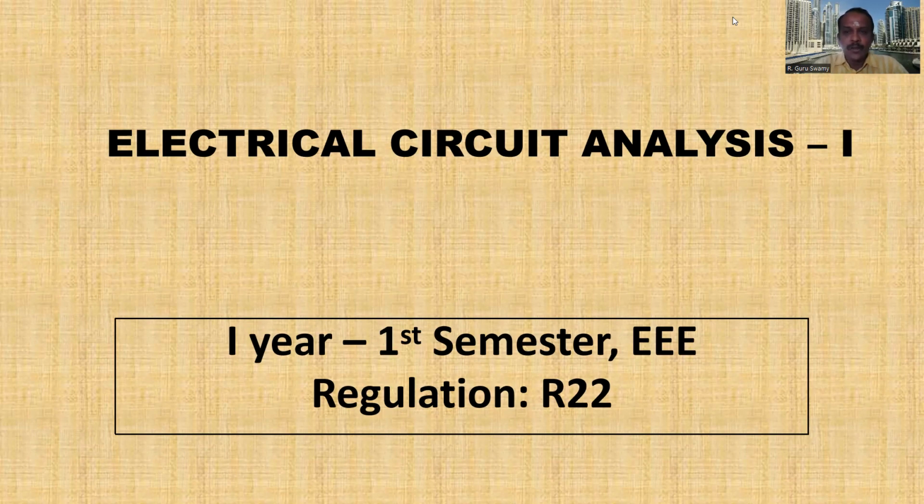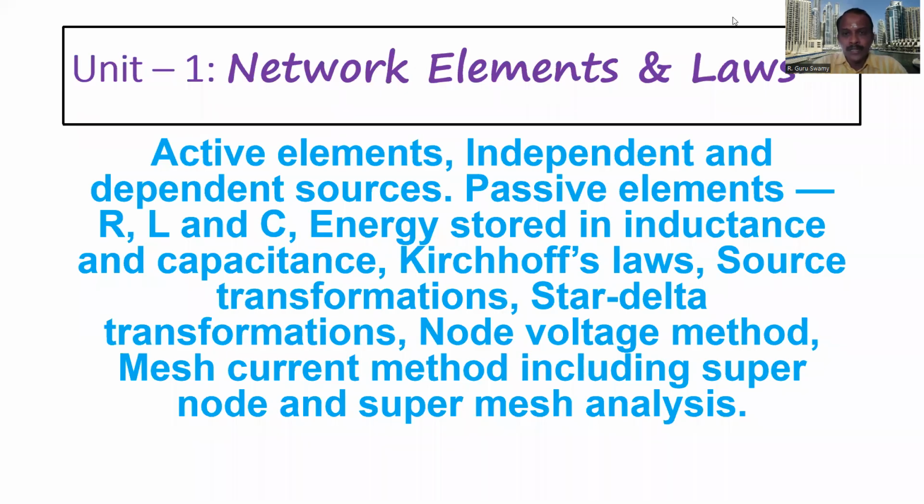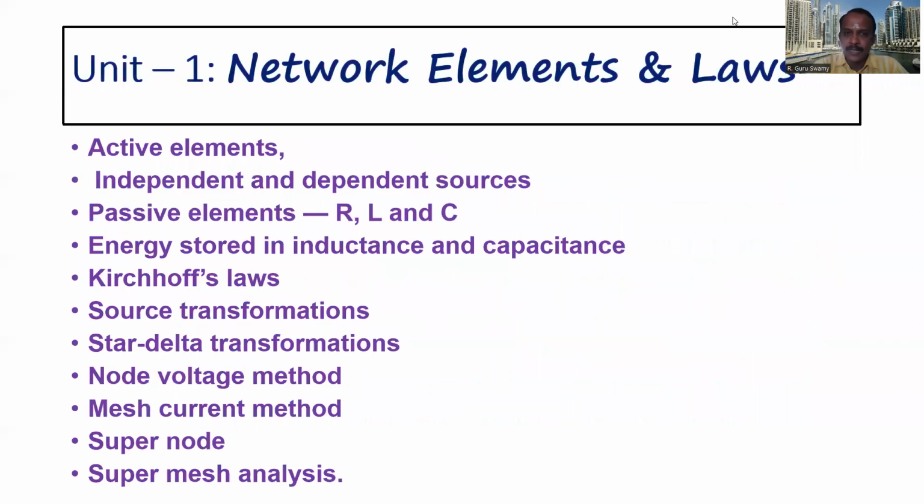So coming to unit 1, the title is Network Elements and Laws. This is the syllabus prescribed by JNTUH and I have made it into independent points like this. In this unit, you discuss active elements, which are mostly sources: independent sources, dependent sources, ideal sources, practical sources, voltage sources, and current sources.